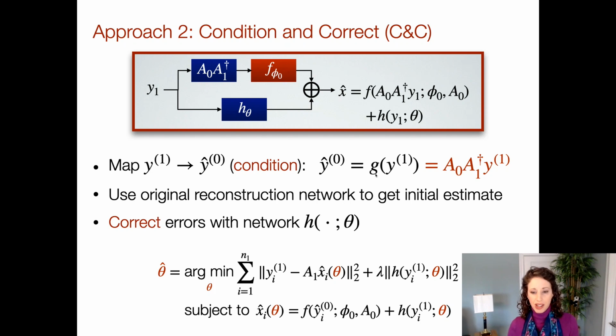So this function G that maps from one measurement space to the other is simply going to be computed using the pseudo-inverse of A1 and our original forward model A0. And then we're going to search for parameters of this correction network, theta, using basically the same idea as before. We want to find a theta that gives us good quality reconstructions on our calibration data. And we also want to ensure that the correction is small, that we're somehow leveraging everything represented by our original trained reconstruction network as much as possible.